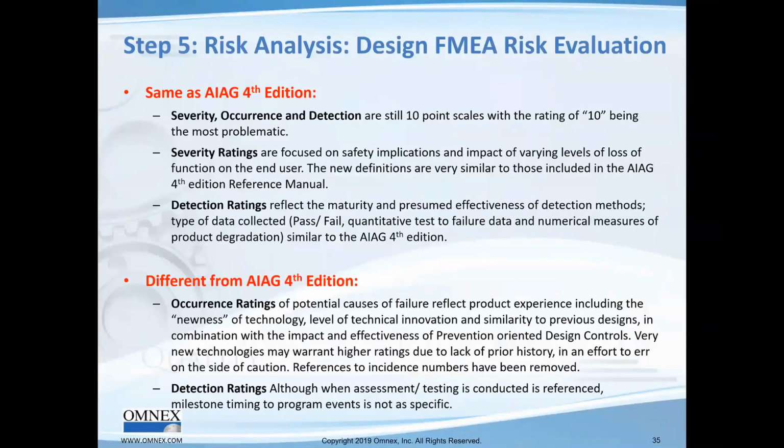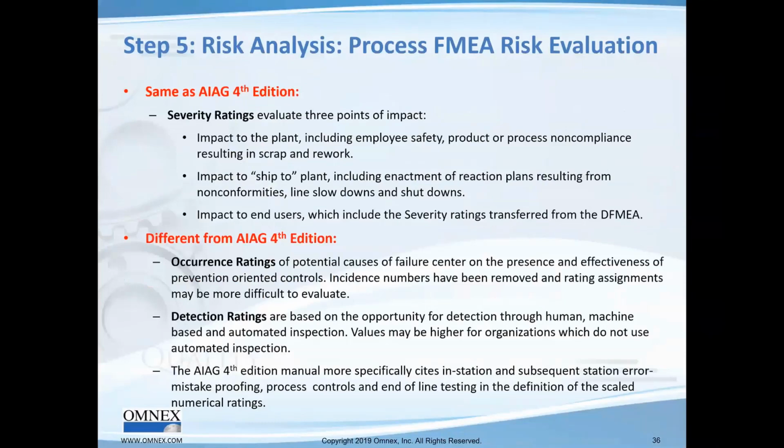And in detection, you don't see the drive towards mistake proofing that you see in the 4th edition. So one of the things you can imagine Omnex is going to do is change the detection rating to include mistake proofing, because that's something that really helped improve the U.S. industry. All right. In fact, maybe I said some of the things a little early in the slide.